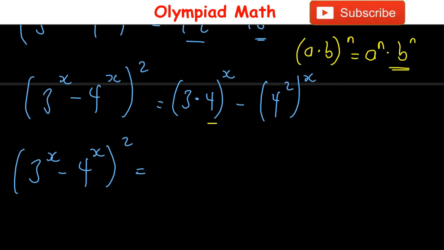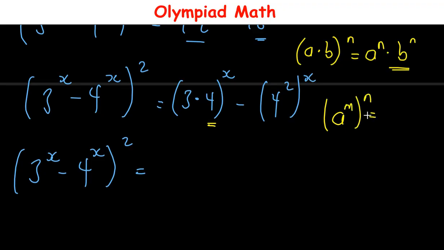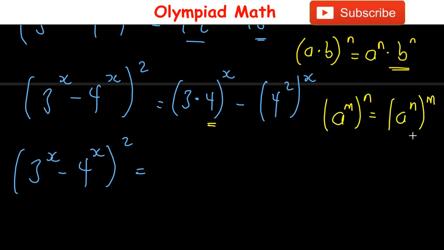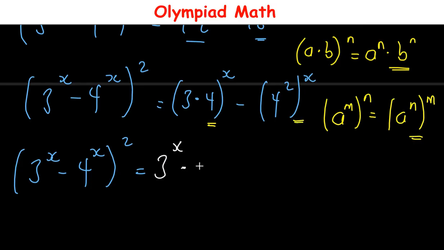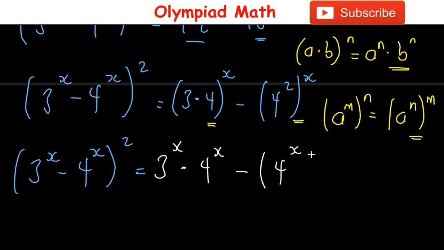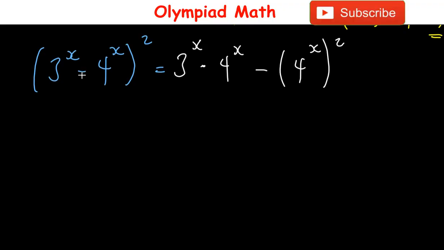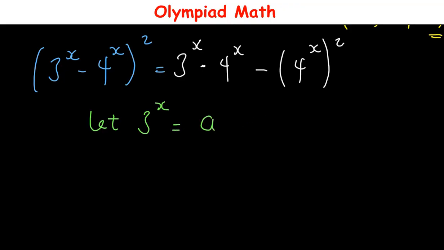Applying this rule right here, and also if you have in brackets a raised to power n all raised to power n, this equals in brackets a raised to power n all raised to power n. Applying this rule here also, we have 3 raised to power x times 4 raised to power x, then minus in brackets 4 raised to power x all raised to power 2. So with this, let 3 raised to power x equal a and 4 raised to power x equal b.